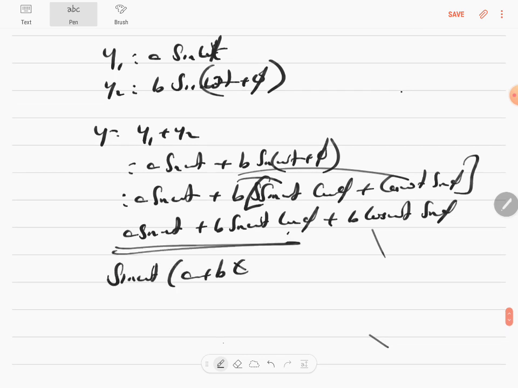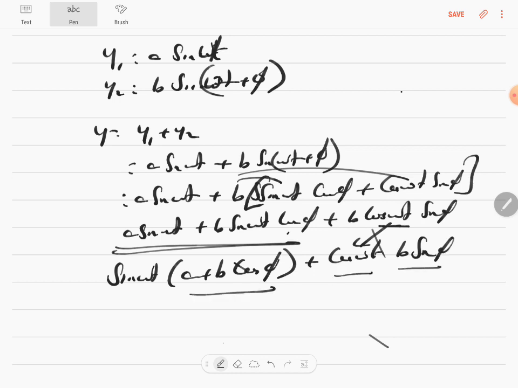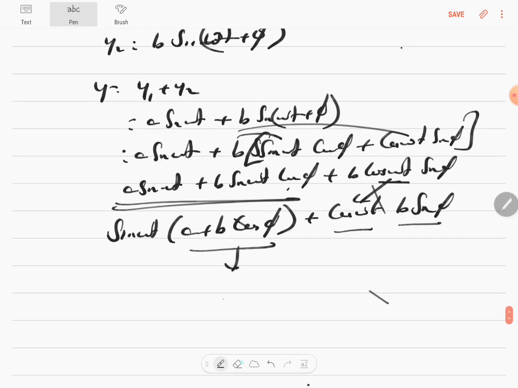(a plus b cos φ) sin ωt, plus you write cos ωt, and write b sin φ, so that it is like sin ωt times something plus cos ωt times something. So this something you write as r cos θ. Okay, so that's sin ωt r cos θ plus cos ωt r sin θ.